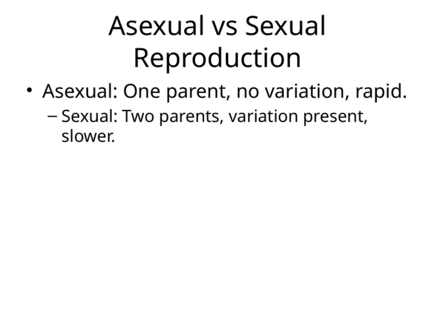On the other hand, sexual reproduction involves two parents, combining genetic material from both. This results in offspring that have variation, which is important for adaptation and survival. However, sexual reproduction tends to be slower because it requires the involvement of two individuals and more complex processes. Understanding these differences helps us see how organisms reproduce in ways that suit their environments and survival strategies.